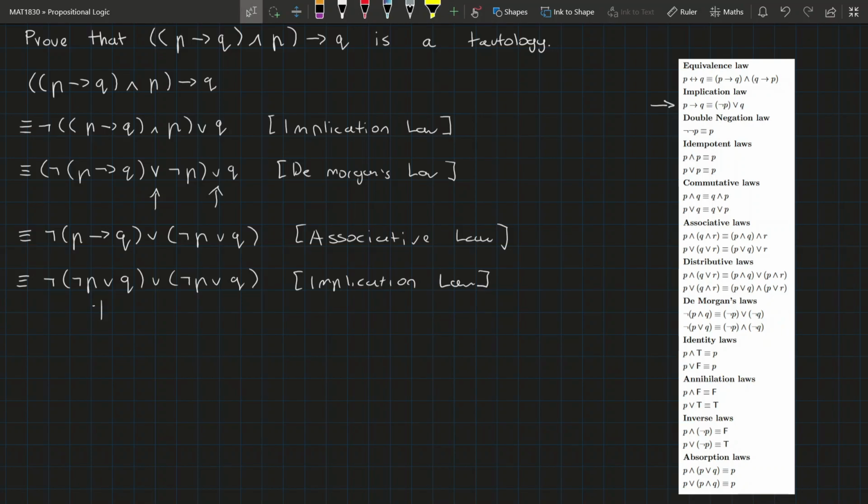Now we can see that these two are basically identical. So we can basically imagine these as P and Q themselves. But if we look at the laws, if we look at the inverse law, we can see that P or not P equals true. So this not here implies that. So this just becomes true now. Therefore, it's a tautology.